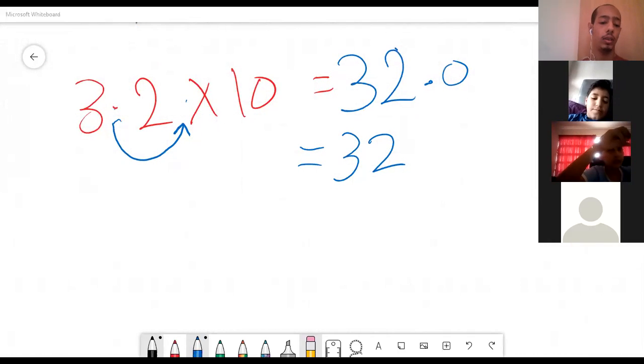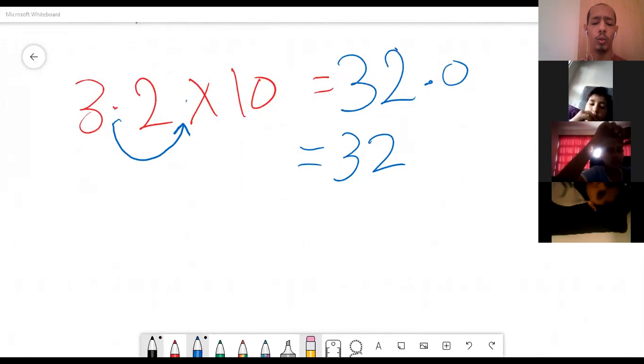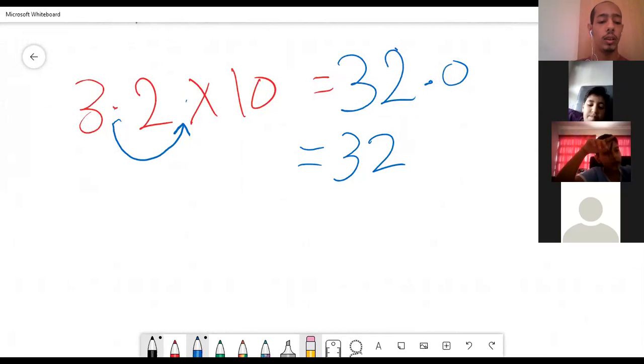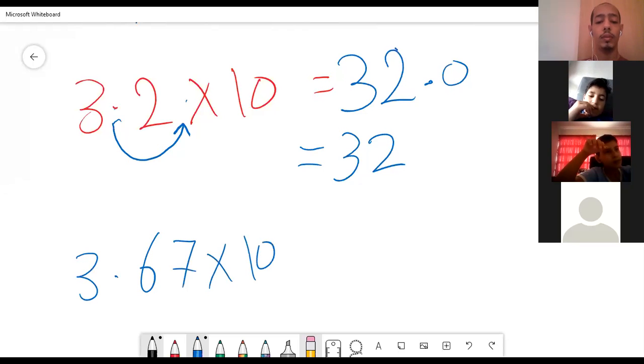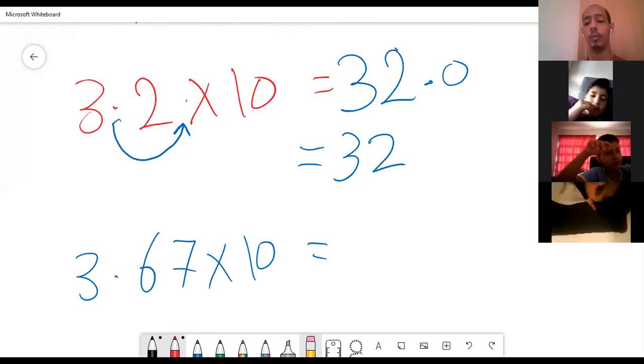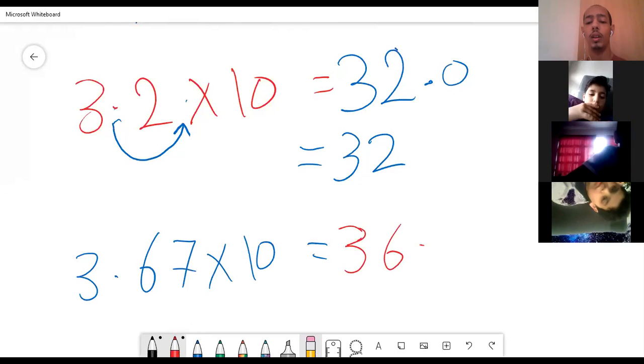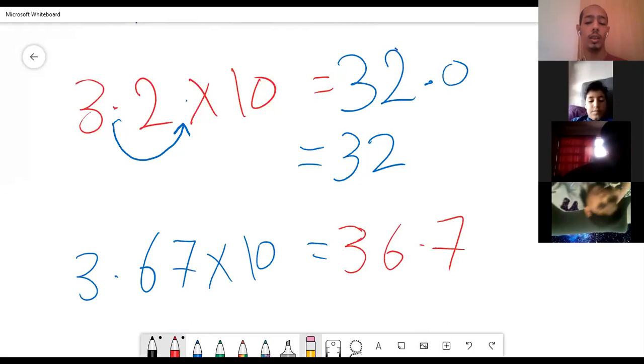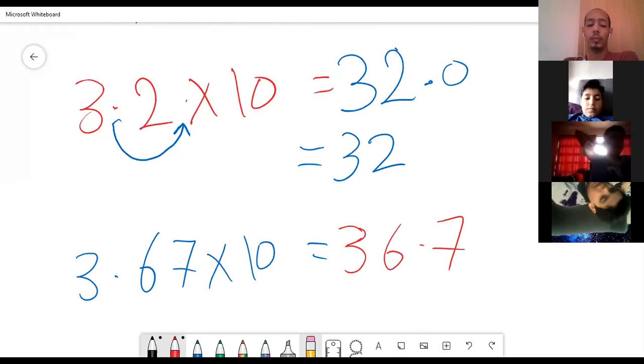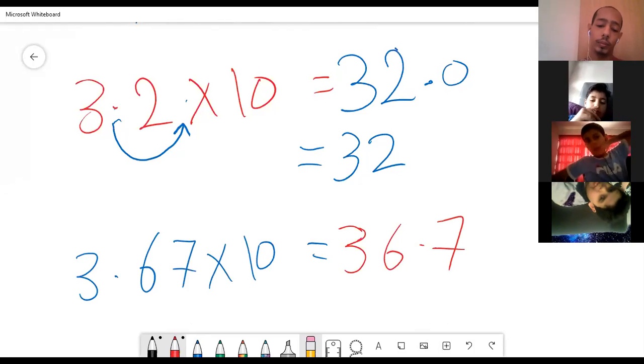Okay, let's multiply by, one more example about this. 3.67 times 10. 36.7. Anyone didn't understand this? Please tell me. I understand all. Easy.